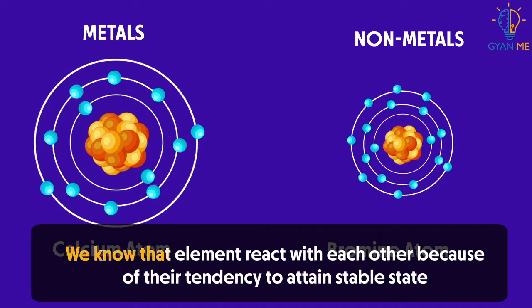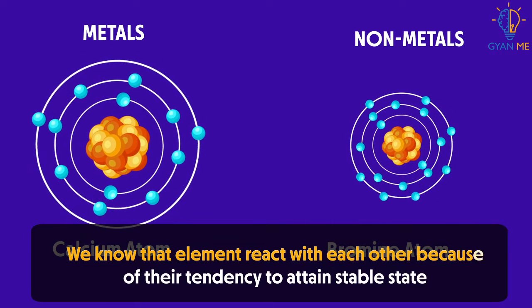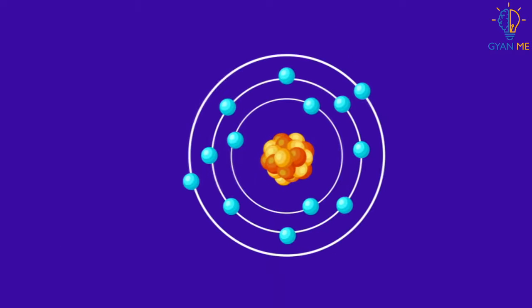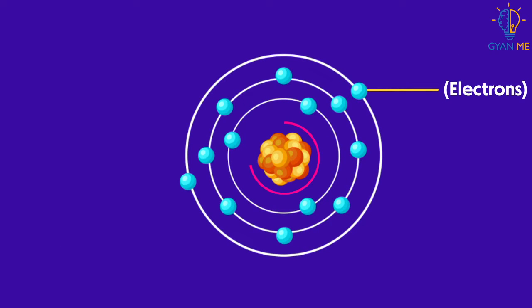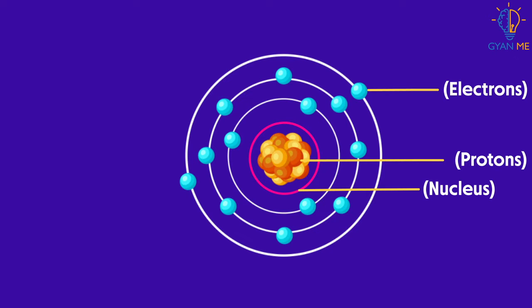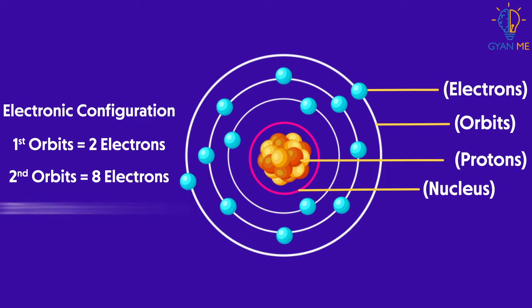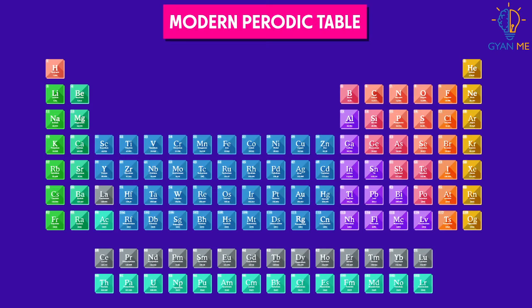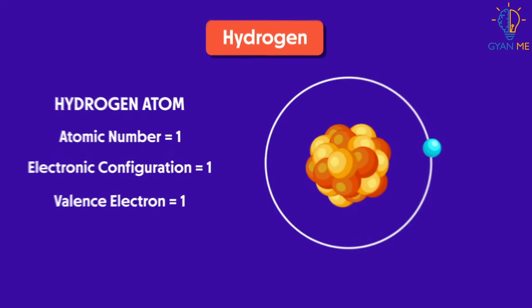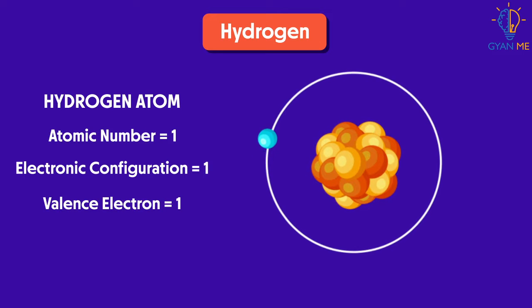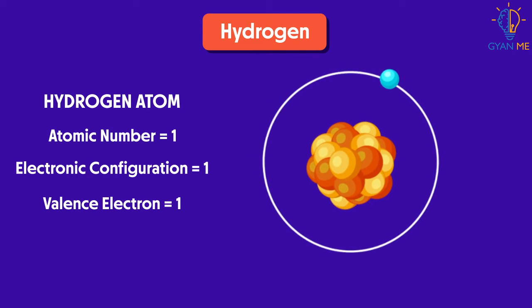Students, we know that elements react with each other because of their tendency to attain stable state. An element has a specific arrangement of electrons around its nucleus. The electrons are arranged in different orbits, and this arrangement of electrons is called electronic configuration of that element. For example, hydrogen, which is the first element, has one electron. So its electronic configuration is 1. That is, in first orbit, it has only one electron.